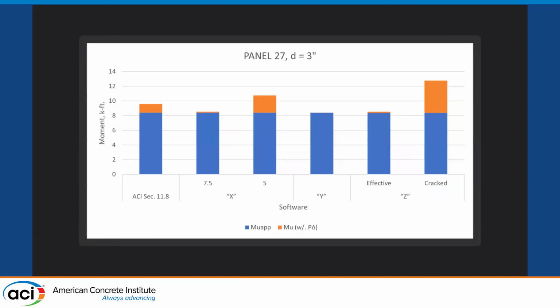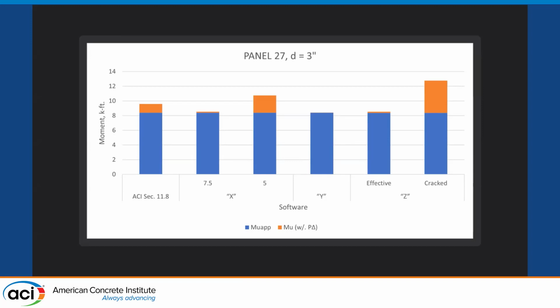Then you can look at software X, where with the 7.5 coefficient, it doesn't think that it's cracked yet, which is why there's no difference in the P delta effects versus primary moment. With the 5 coefficient, it's cracked, but it believes that it's not fully cracked, using Bischoff's method to see just how cracked the section is. Looking at why there's no change among the 3 panels between Mu applied and Mu with P delta: that's because Y knows that the wall is cracked but ignores full cracking.